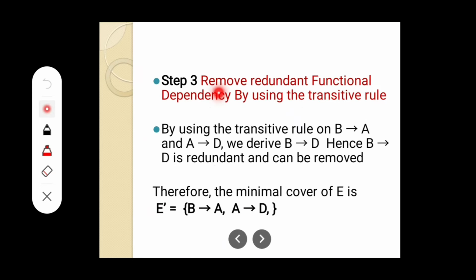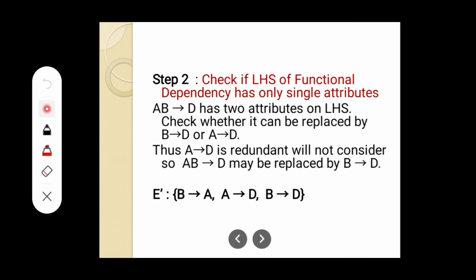What is step 3? We have to remove redundant functional dependencies using the transitive rule. Whether we can apply the transitive rule here, you just check. Here we can apply. Look here. B determines A and A determines D. What is the implication? We can apply the transitive rule. B determines A and A determines D, which means that B determines D.